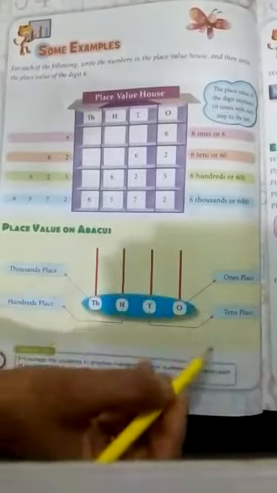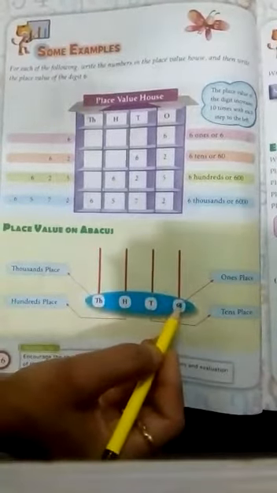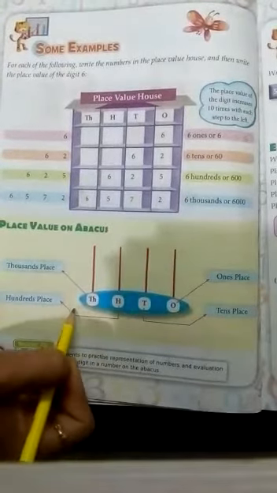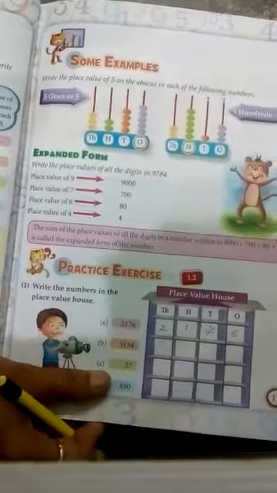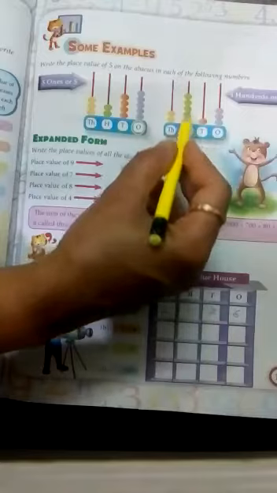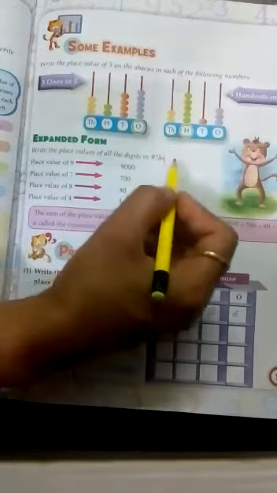Place value on an abacus also. Here strings are there. The first string is the ones place, then tens place, 100 place, 1000 place. In the abacus, we can show the number with the beads on a string. Ones place 3 beads means 3, tens place 1 bead means 1, 100 place 5 beads means 5, 1000 place 2 beads means 2.